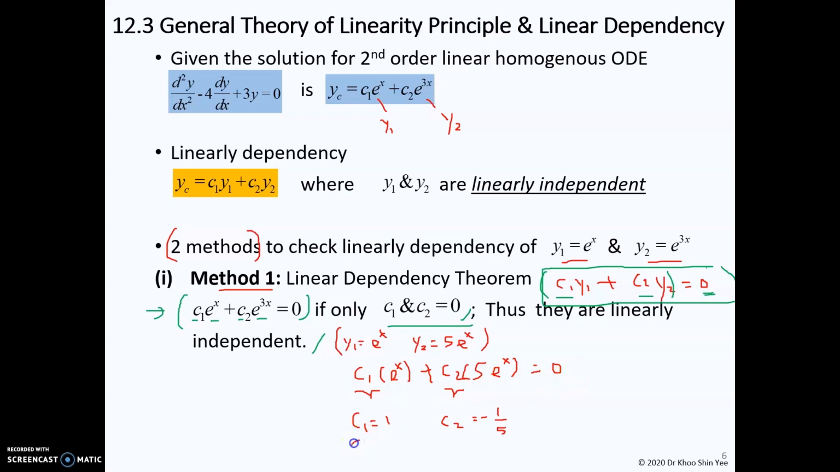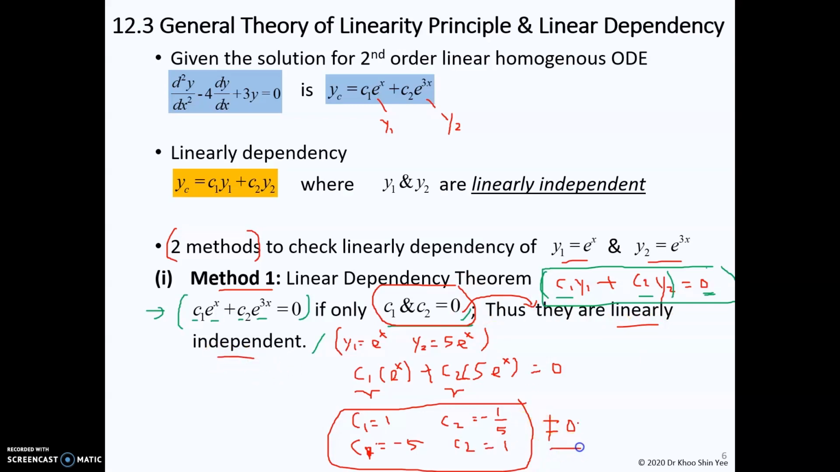So there are a lot of combinations. You can also make it c1 equal to negative 5 and c2 equal to 1. You will still make this equation equal to 0, where you see that c1 and c2 are not equal to 0. Only if c1 and c2 must equal 0 will the solutions be linearly independent. So in this case, since c1 and c2 are not equal to 0, we say the y1 and y2 solutions here are linearly dependent.